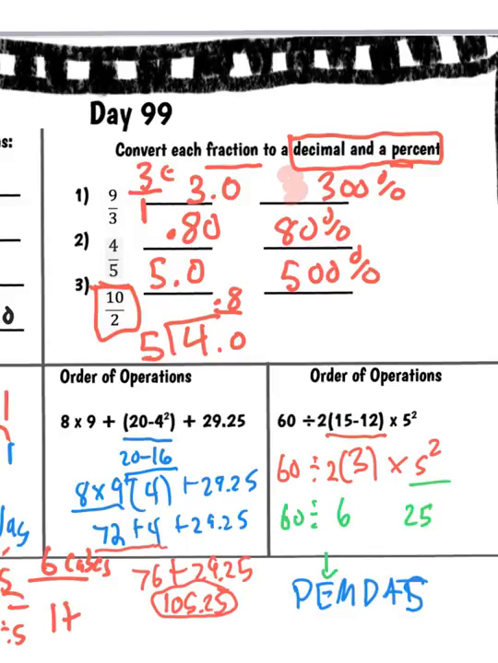Oops, I messed up. What was I supposed to do first? I go left to right. So I do 60 divided by 2, which is 30. 30 times 3, which is 90. And then 90 times 25. Give me a second. That gives me 2,250.